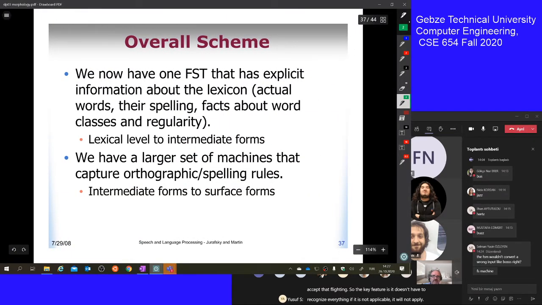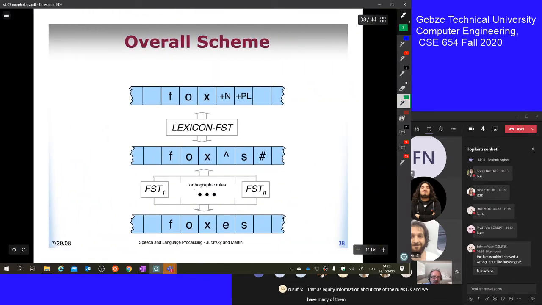Okay, so we have now one finite state transducer that has explicit information about one of the rules. And we have many of them, and these are the orthographic rules. This is the adding an E rule, and this is the dropping the Y rule. Each one is doing something, each one is applicable. There are n of them. Their task is to give me this intermediate form, and then I have this main finite state transducer that works from this intermediate form to the lexical form.